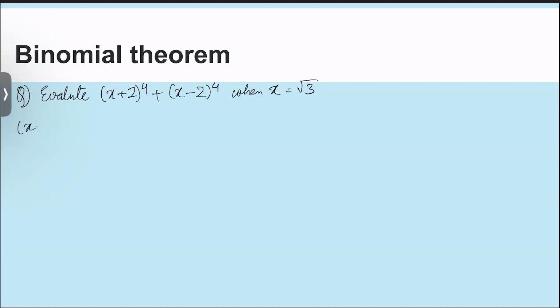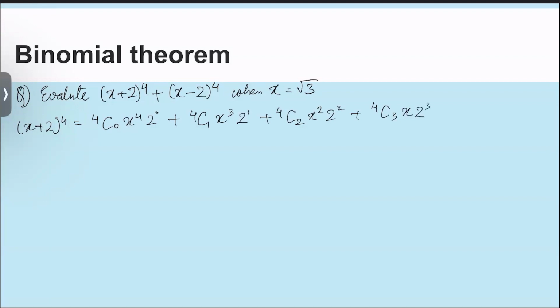So you take (x + 2) the whole raised to 4 and then you expand it. So you have 4C0 x^4, plus 4C1 x^3 2^1, plus 4C2 x^2 2^2, plus 4C3 x 2^3, plus 4C4 2^4. So this is the expansion.